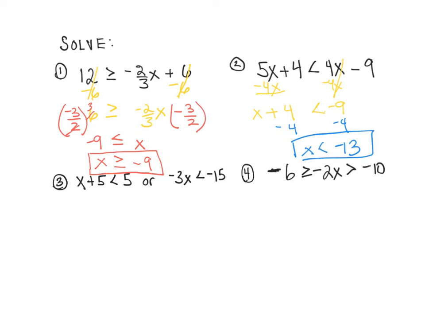Number 3 is a compound inequality with the word or. But to solve these, I simply solve each inequality independent of one another. So this first one, I see a positive 5. So I'm going to subtract 5 from both sides. That'll give me x is less than 0, the word or there.